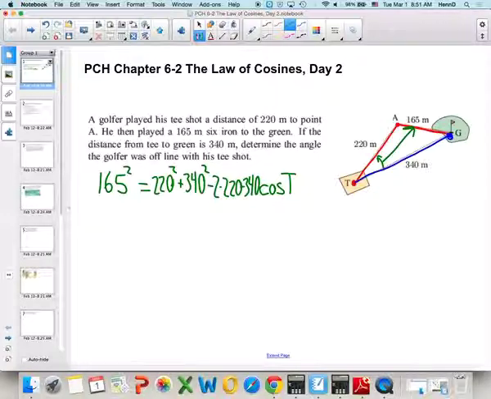So now that we have it set up, try solving that on your own. Take it the rest of the way.